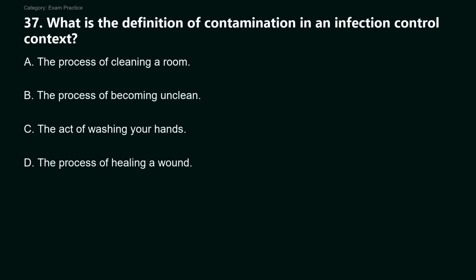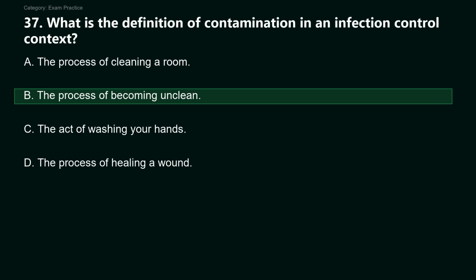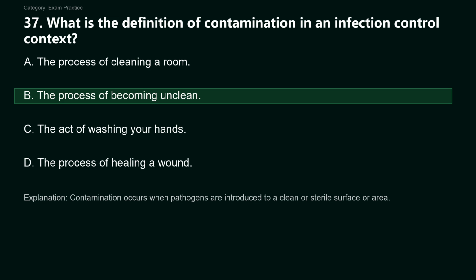Question 37. What is the definition of contamination in an infection control context? Option A, the process of cleaning a room. Option B, the process of becoming unclean. Option C, the act of washing your hands. Option D, the process of healing a wound. The correct answer is option B, the process of becoming unclean. Contamination occurs when pathogens are introduced to a clean or sterile surface or area.